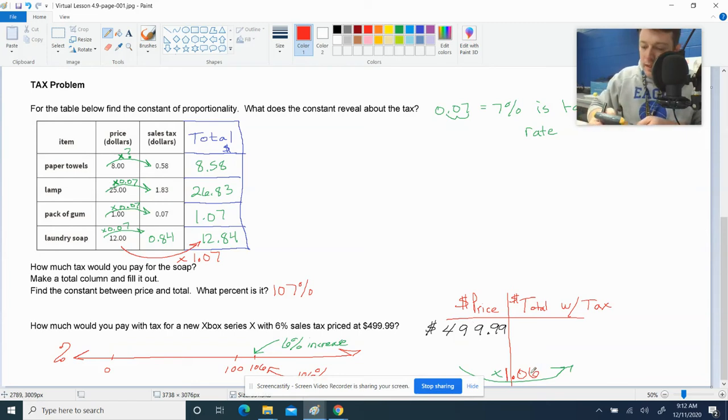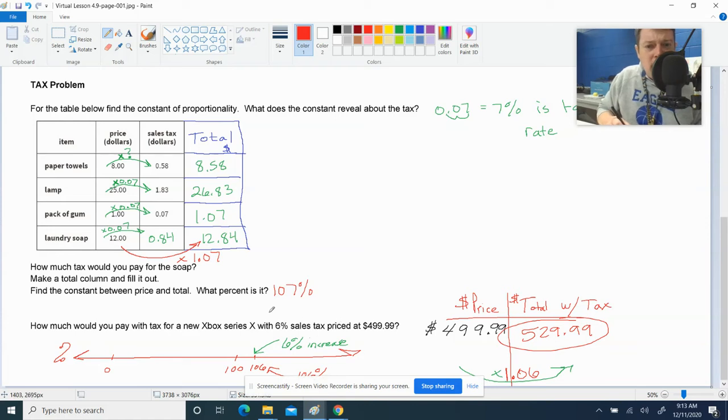Now, if you do that on the calculator, you will get a number that you have to round, and with tax, you have to do that a lot. You get this number here. I don't know if you can see that in my little box there: 529.98. That 98 would round to 99. So $529.99 is what you would actually pay if you bought the Series X in the state of Kentucky, because our sales tax is 6%. So there's tax for you in a nutshell.